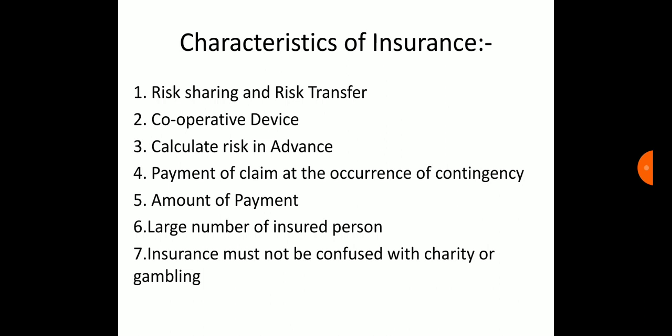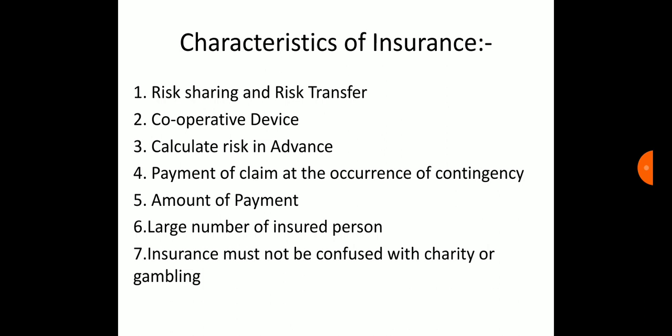Second, cooperative device. A group of persons who agree to share the financial loss may be brought together voluntarily or through publicity or through solicitation of the agents. An insurer, by insuring a large number of persons, is able to pay the amount of loss. Like all cooperative devices, there is no compulsion on anybody to purchase the insurance policy.